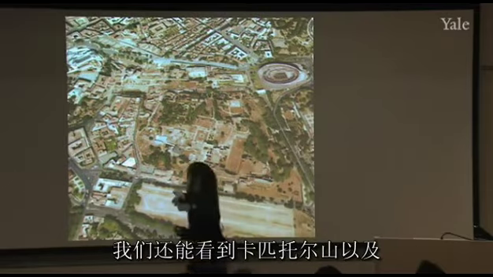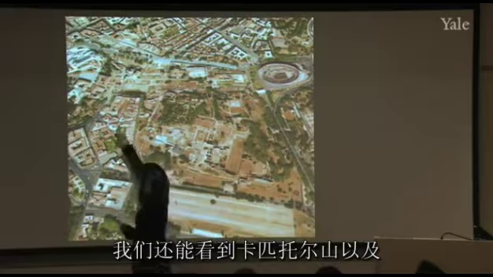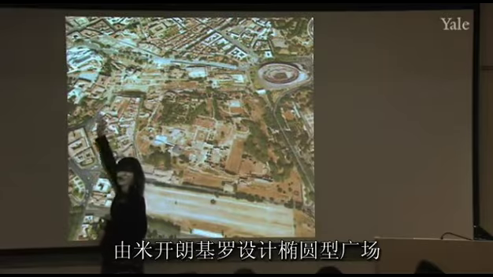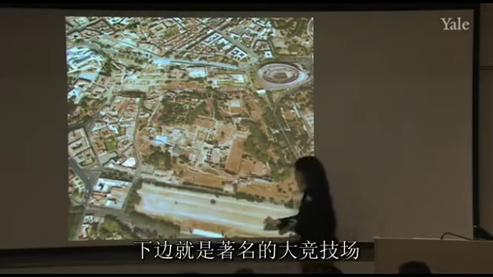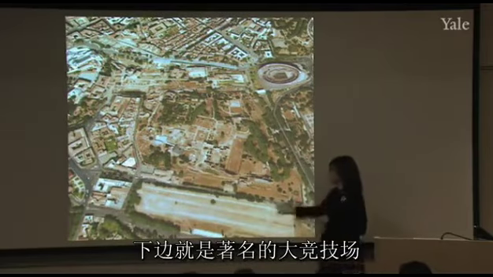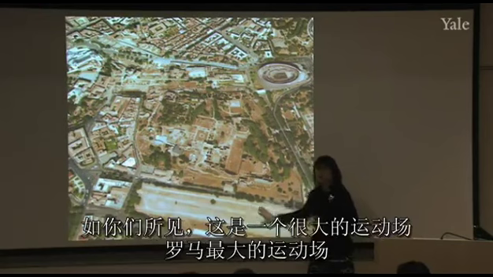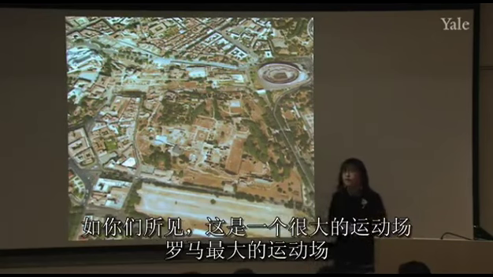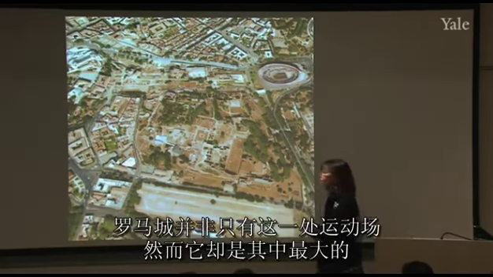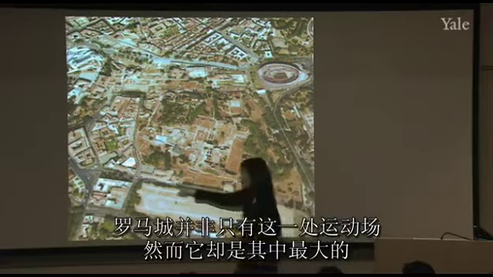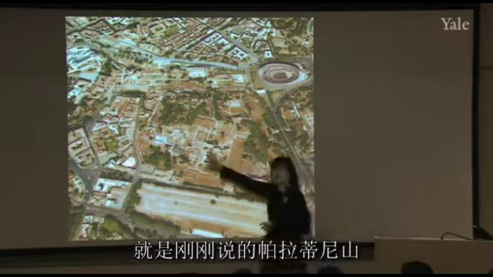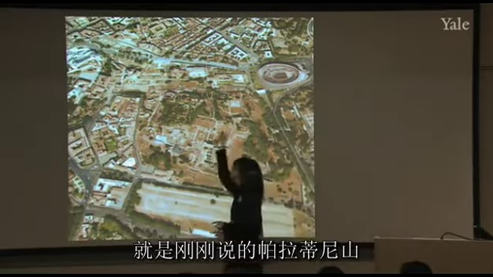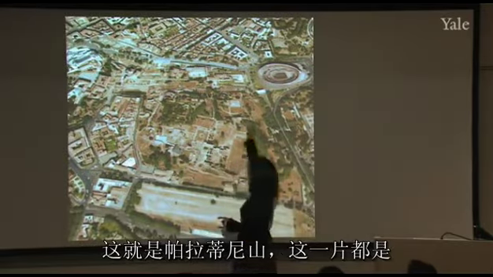We can also see in this view the Capitoline Hill with the oval piazza designed by Michelangelo, and down here the famous Circus Maximus, as you can see, the great stadium, the greatest stadium of Rome. It wasn't the only stadium of Rome, but it was the largest, and you can see its hairpin shape right down here.